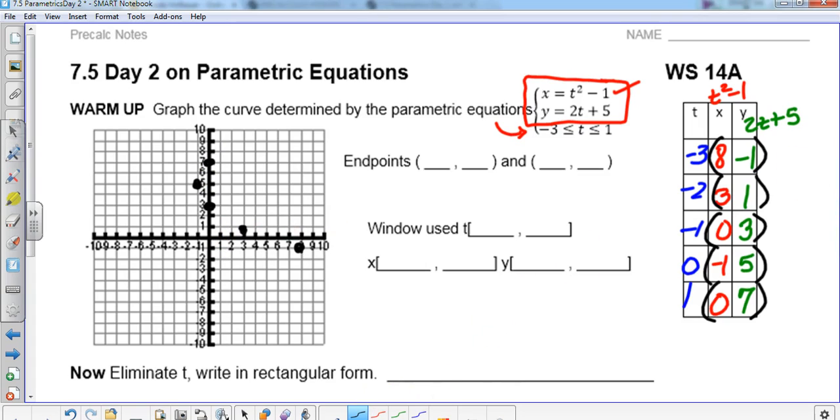Our book asks that we attempt to indicate orientation or direction. So we're supposed to put some little arrowheads on here to show that we were going this way and then we curved back this way. Okay, mine's kind of hard to see. Because we were given restricted t values, there are actually endpoints. When t is -3, we had an endpoint of 8, -1. And when t was at the other end here, the other restricted end was at 1. So we have 0, 7 as an endpoint.